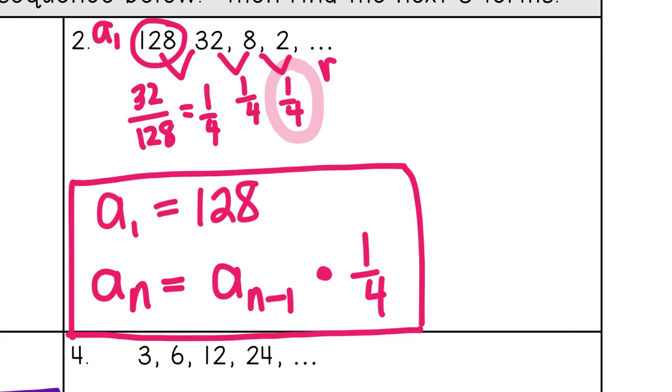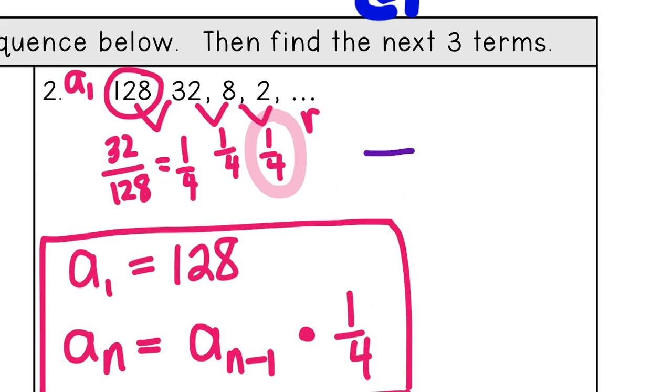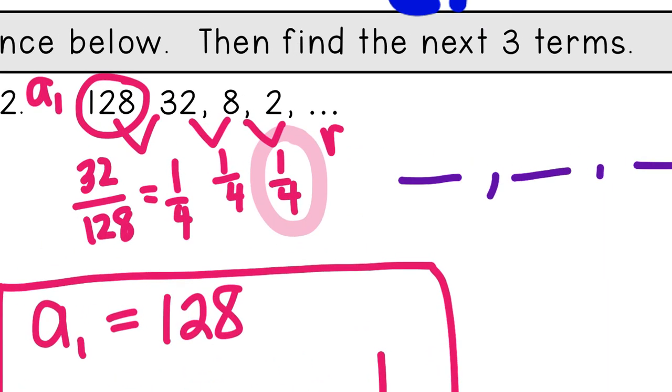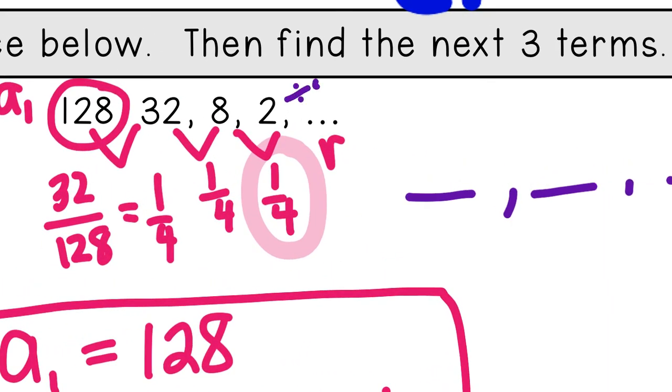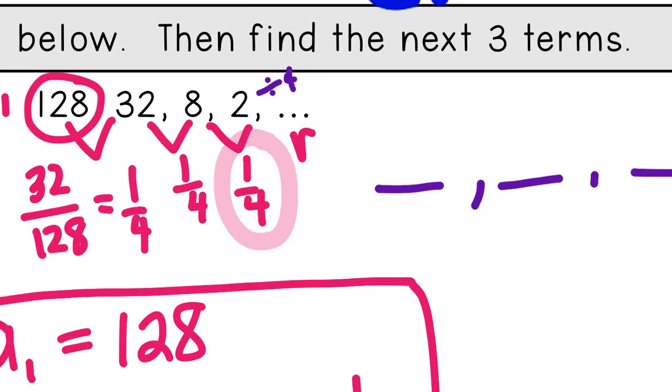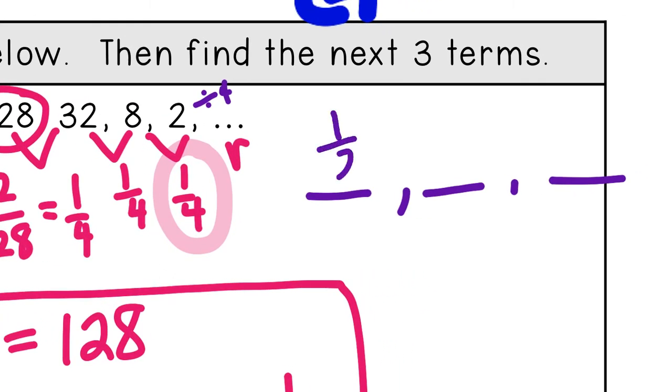Okay, now let's find the next 3 terms. So I'm going to do 3 blanks. So we know that they're dividing by 4 because it's times 1/4. So what is 2 divided by 4? Well, that's 2/4, and it would reduce down to 1/2. Okay, now I want to divide by 4 again. So you can put this in the Desmos calculator. What is 1/2 divided by 4? Or you can do 1/2 times 1/4, and that would give you 1/8.